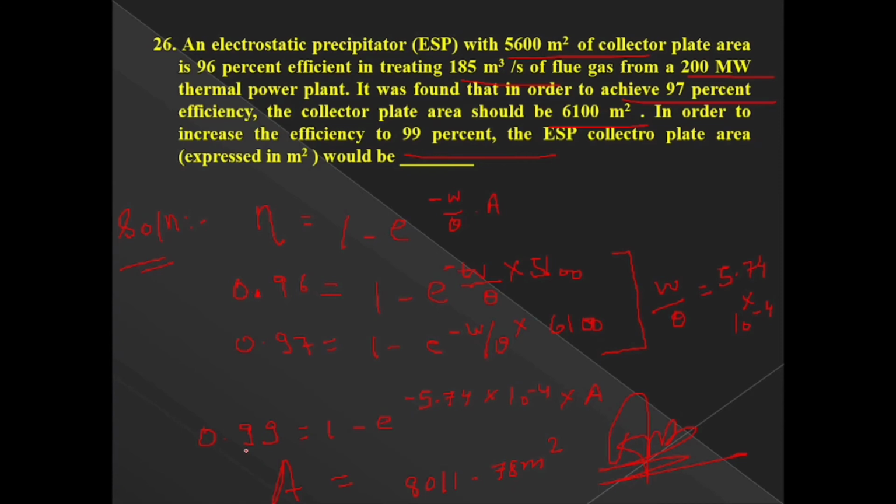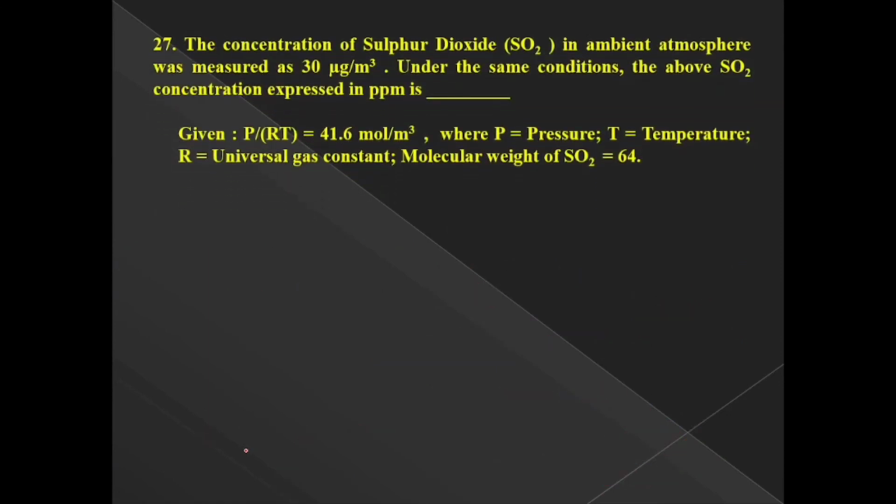So our next question, number 27, is: the concentration of sulfur dioxide in ambient atmosphere was measured as 30 micrograms per meter cube. Under the same condition, the above sulfur dioxide concentration in ppm is P by RT. Here, my dear students, our ideal gas equation is applied. The ideal gas equation, PV is equal to nRT, will be applied.